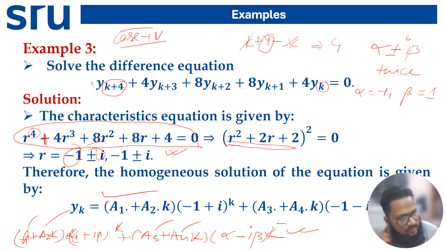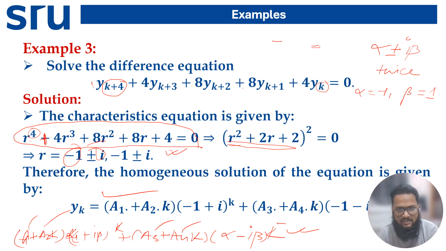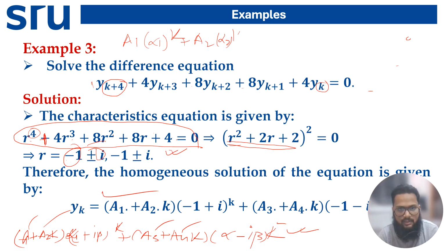Please remember, these are the 4 cases you have. The first case is if you have the characteristic equation and you are getting different roots, real and distinct, then the form will be a1 alpha1 power k plus a2 alpha2 power k. Alpha1 and alpha2 are different values. If it is a 3 degree equation with 3 roots, then one more term will be added, a3 alpha3 power k. It will continue like that.